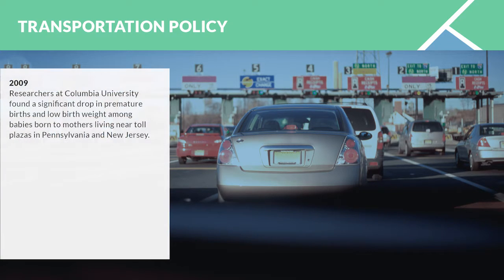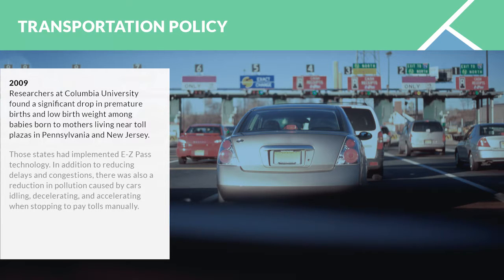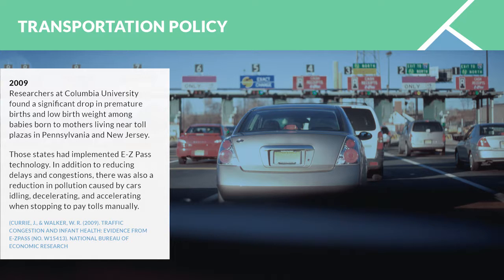In 2009, researchers at Columbia University found a significant drop in two national outcome measures for Title V programs, premature births and low birth weight, among the babies born to mothers living near toll plazas in Pennsylvania and New Jersey. This type of evidence can be used in an HIA to inform recommendations for transportation decision makers in other states. These policies have co-benefits for both transportation and public health, allowing both sectors to achieve their goals.